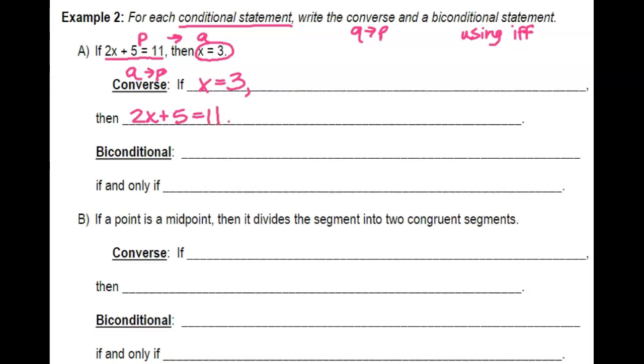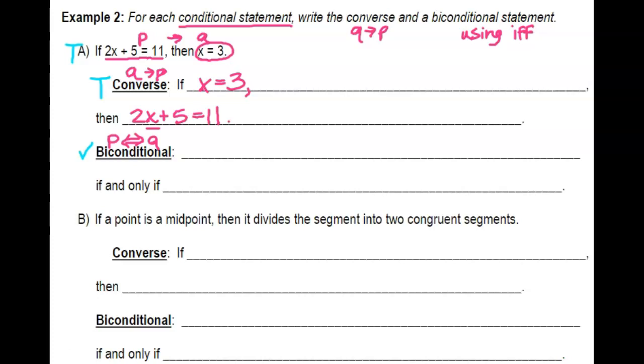Let's check that. If x equals 3, is it true that 2x plus 5 equals 11? If I substitute 3 for x, 2 times 3 is 6, 6 plus 5 is 11. Is this true? You bet, it's true. Is it also true that P implies Q? So if 2x plus 5 equals 11, then x equals 3? Well, let's solve it. If I subtract 5 from both sides, I'll have 2x equals 6. And if I divide by 2, I get x equals 3. So yes, this is true as well. Which means that my biconditional must also be true.